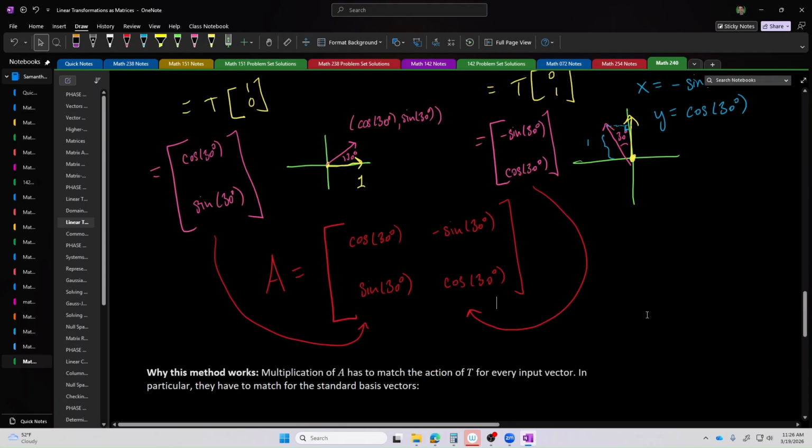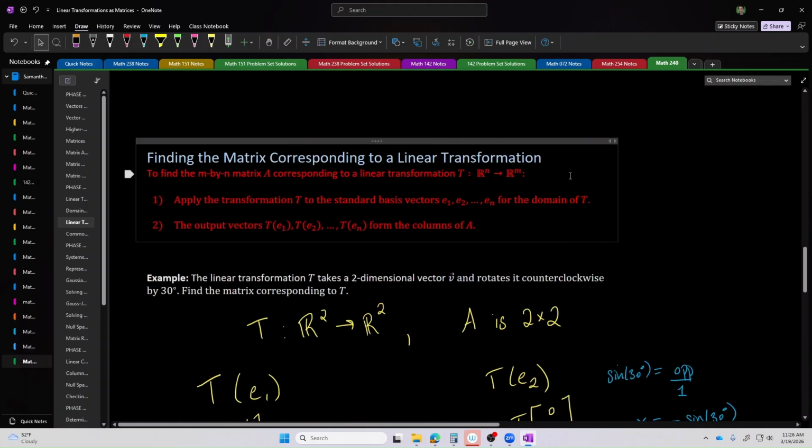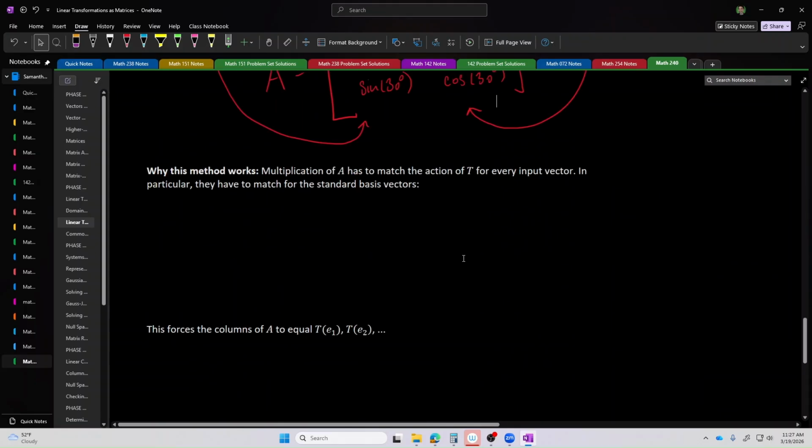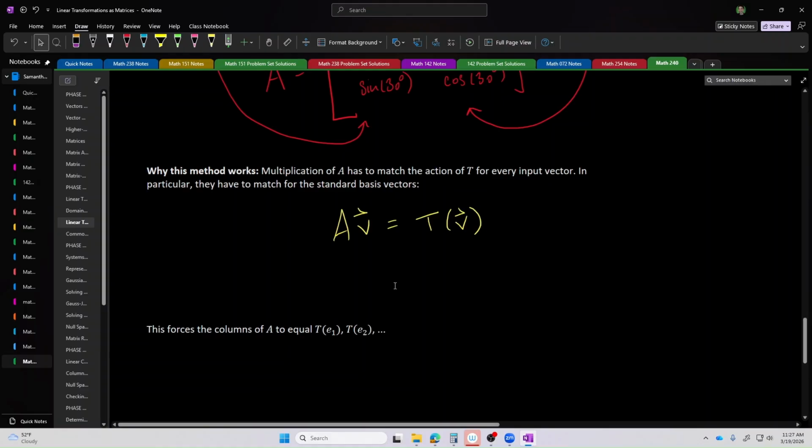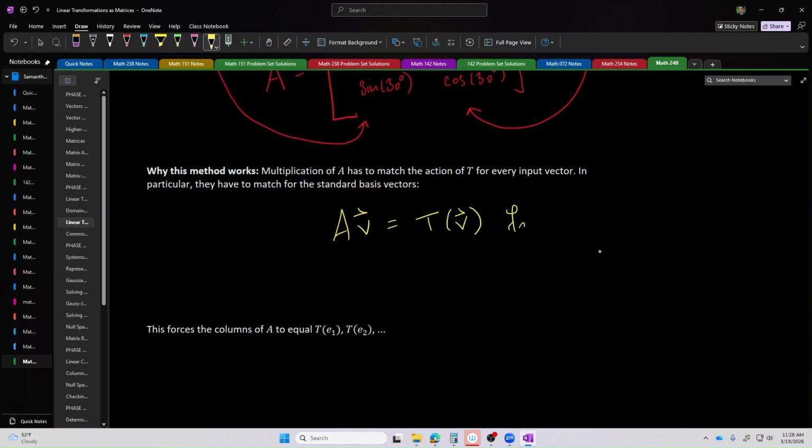Now, just a quick note about why this particular method gives rise to the matrix that's representing a linear transformation. Why does it work to fill the columns of A with these output vectors? To explain that, we know that by definition, the matrix representing T has the following property. If you take a vector and multiply it by this matrix, the result is the same as if you took that vector and applied the transformation to it. This has to be true for all v's in the domain.